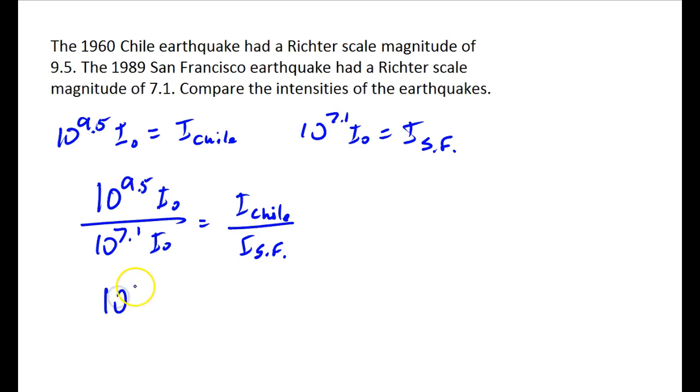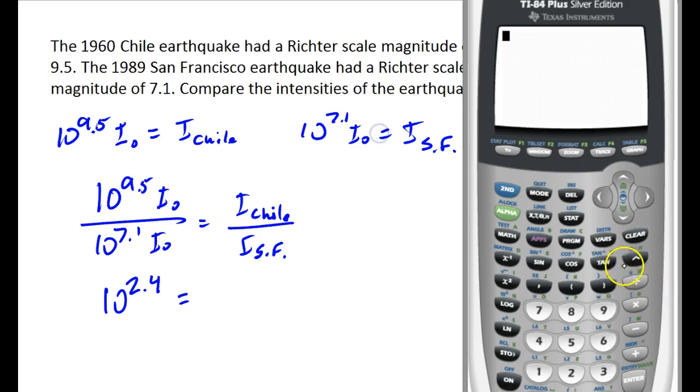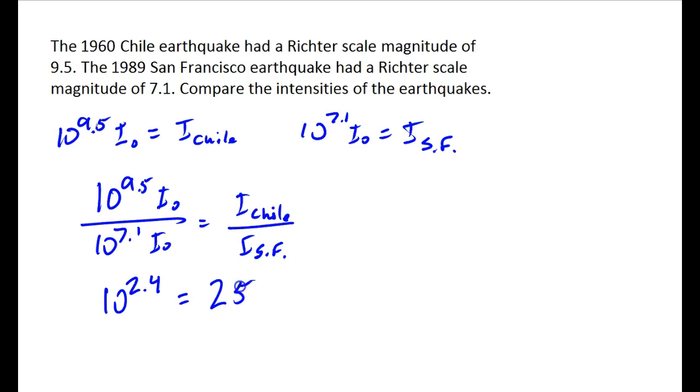And I get 10 to the 2.4. Let's work that out. 10 raised to the 2.4 is 251. Okay, so the Chile earthquake is about 251 times more powerful than the San Francisco earthquake, even though their Richter scales were only 2.4 different.